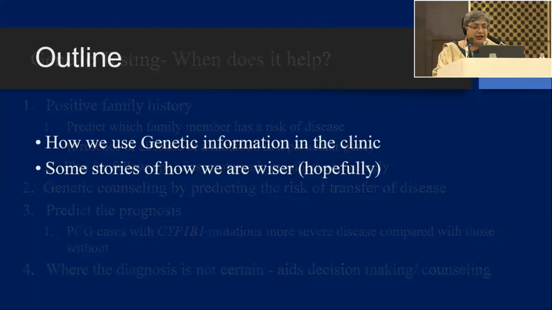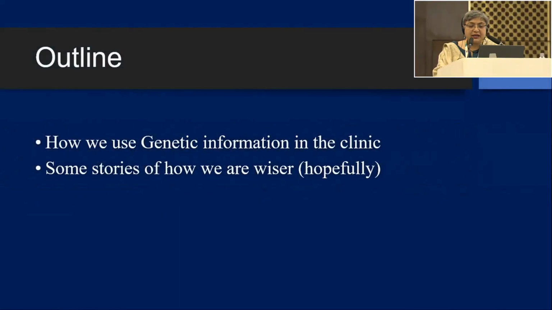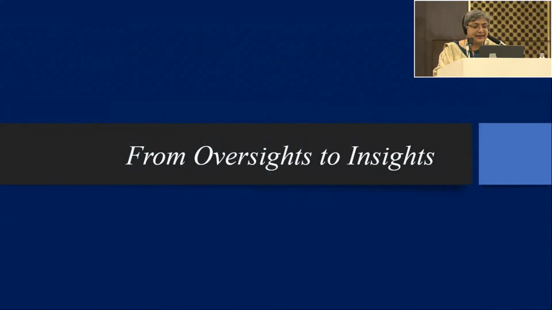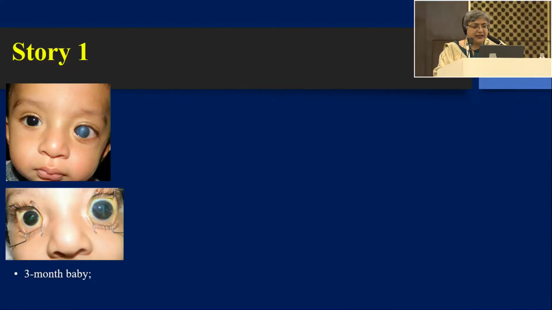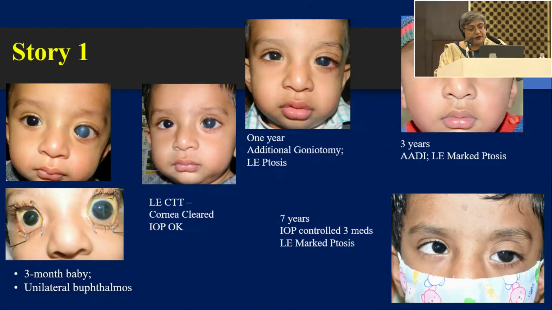and counseling. So I'm just going to go through how we use genetic information in the clinic and some stories of how we are hopefully wiser. I know I've shared this, but just in context, this is the baby with neonatal onset glaucoma who we did a trab, stayed all right for a year. Then we did a tube, stayed all right for a year. But it went on and on until he required the ADI, and the ptosis became more marked.